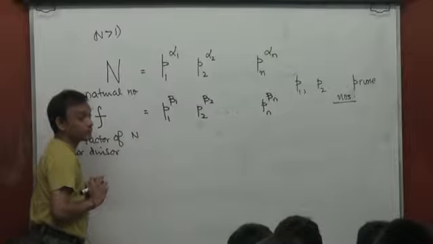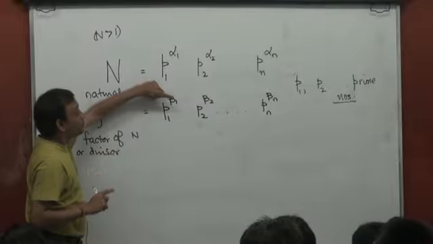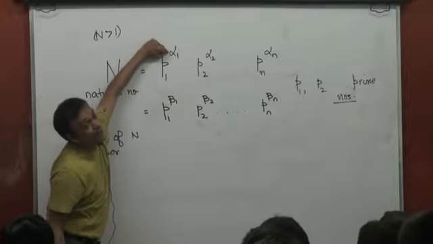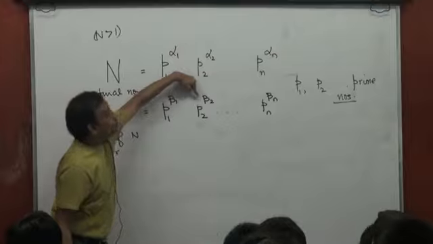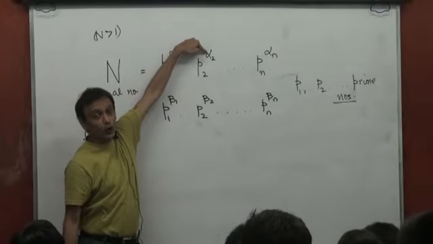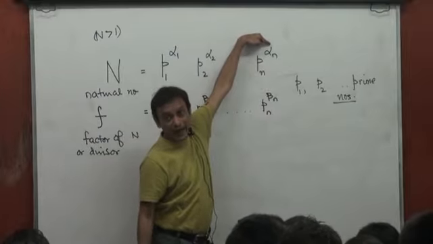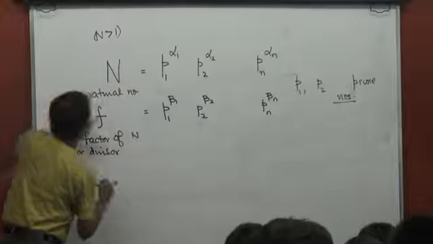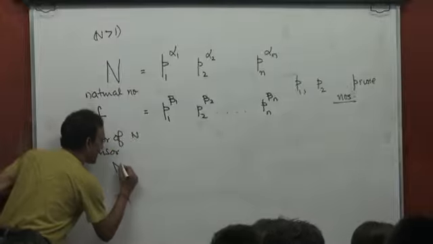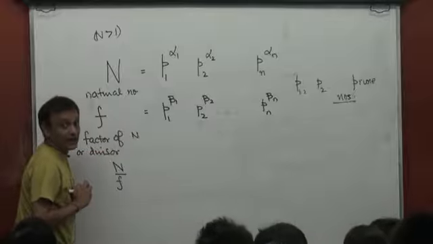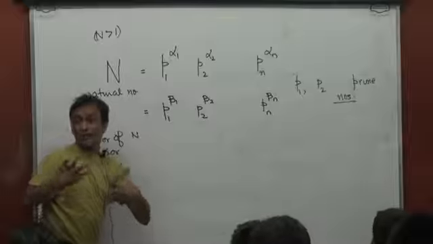You know what I'm saying? Where beta 1 has to be less than or equal to alpha 1. Beta 2 has to be less than or equal to alpha 2. Beta n has to be less than or equal to alpha n. Why? Because when you divide n by f, you should get an integer, because f is a factor of n.